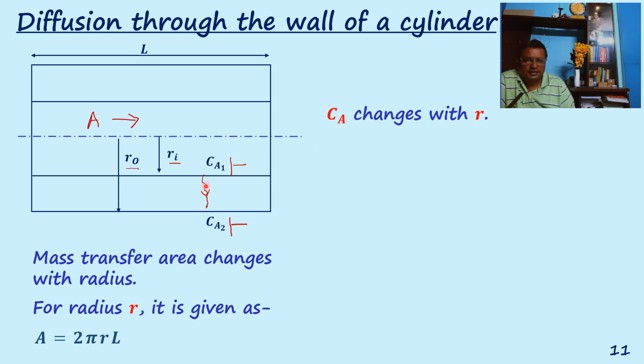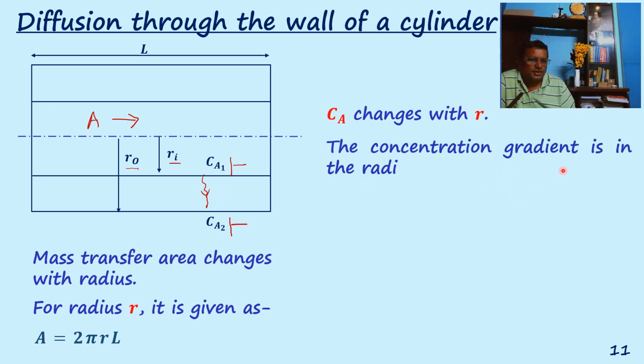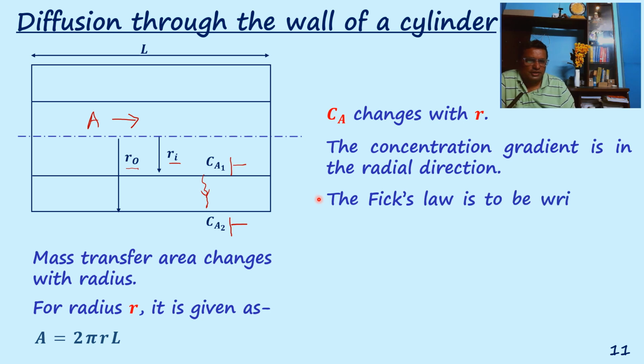Further, it is very much clear that as you move from the inner to the outer radius, Ca also changes. Ca changes from Ca1 to Ca2. The concentration gradient in this case is in the radial direction. That means the concentration gradient is along the radius. Change in concentration occurs in the radial direction.